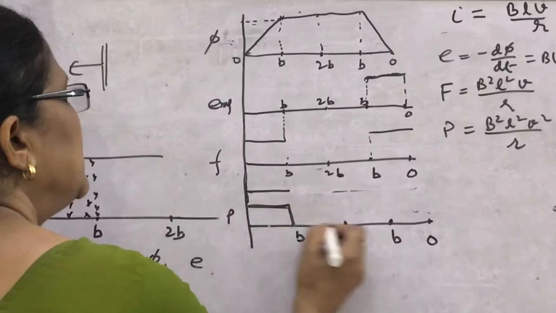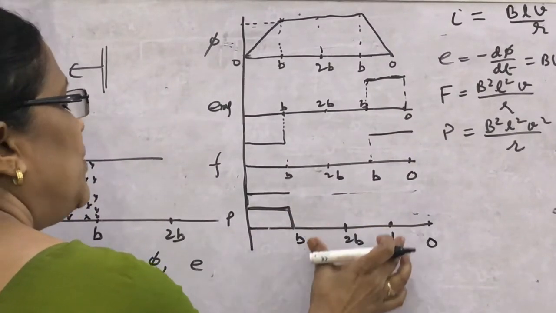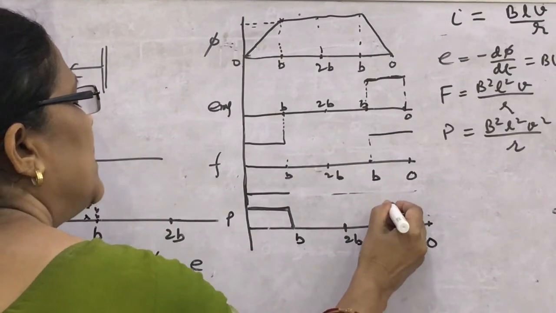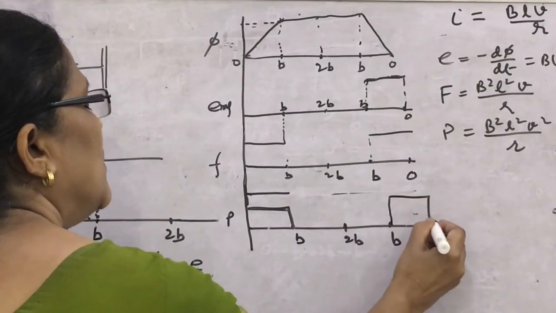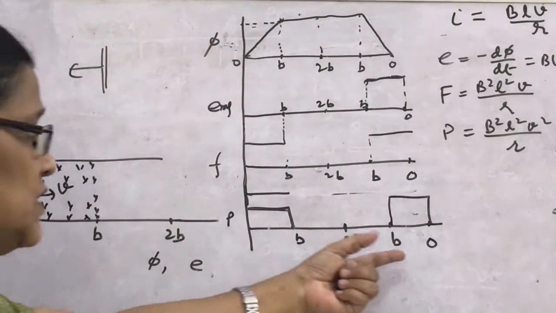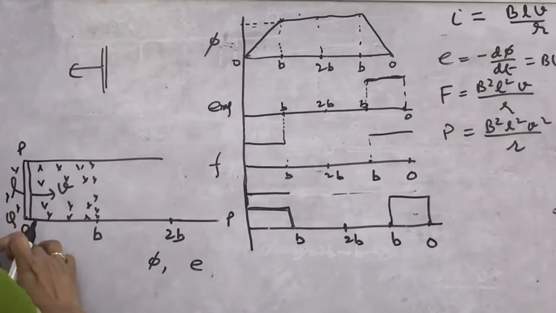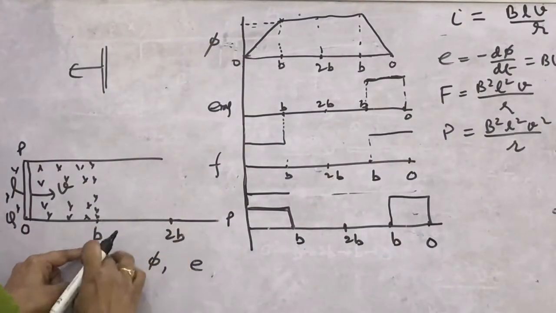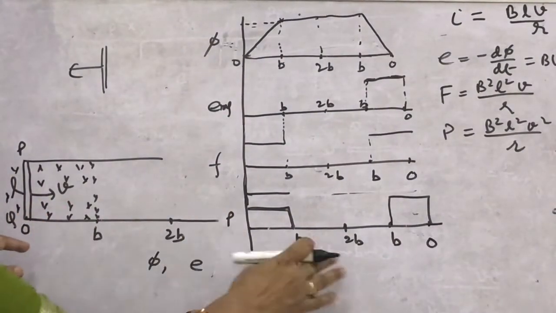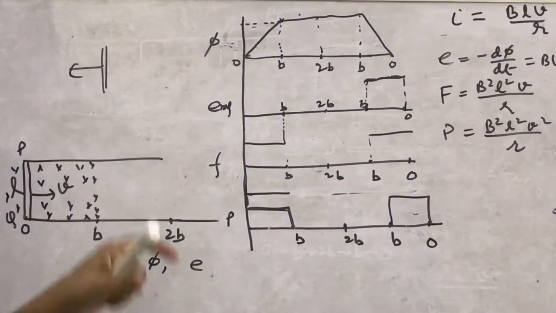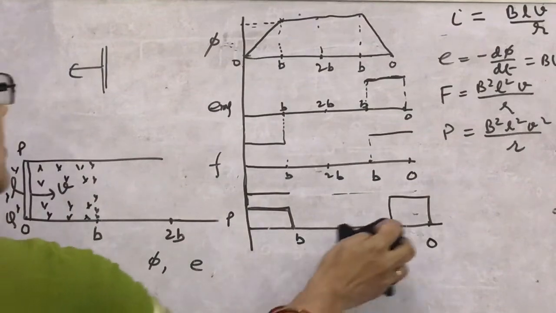In the first case, there will be no flux change, no EMF, no power generated, but here the rod comes again from B to 0. So in which case is the power dissipated? Always when the rod is moving from 0 to B, then from B to 2B, B to B no change, and B to 0 again. So these 4 graphs are to be plotted and explained. I hope you have understood.